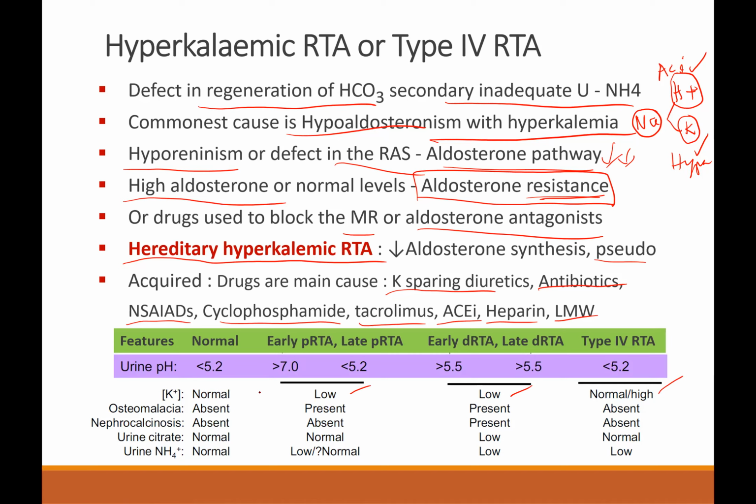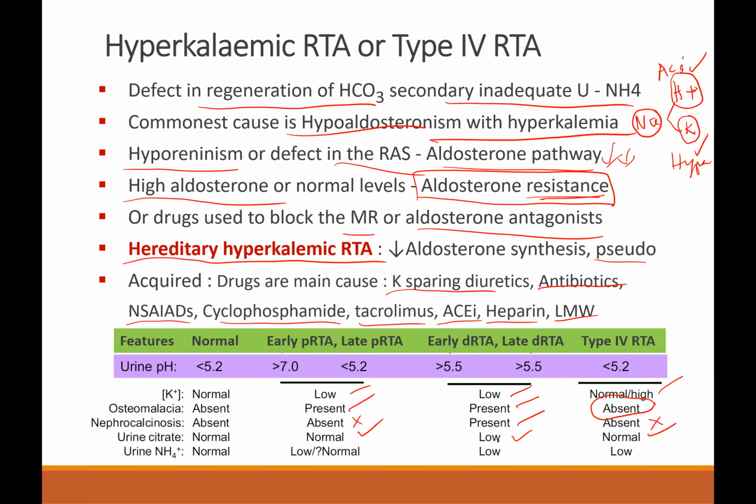Osteomalacia, now, osteomalacia is a feature in the primary, it is a feature in the distal, but it is not a feature in the type 4 RTA. Nephrocalcinosis is a feature of the distal, absent in the primary, and also absent here. Urinary citrate, normal in primary, low in distal, and normal in this.